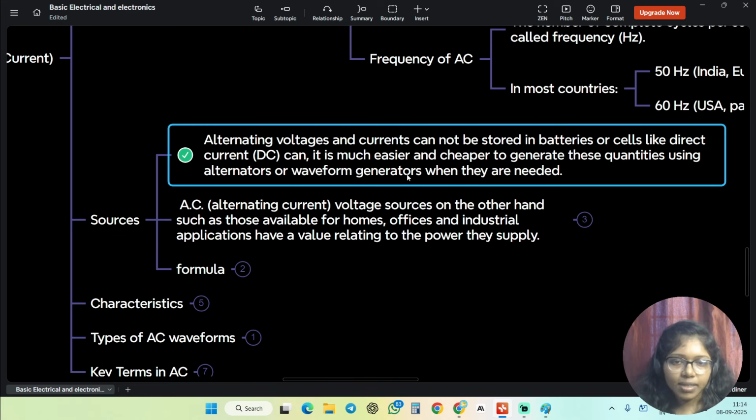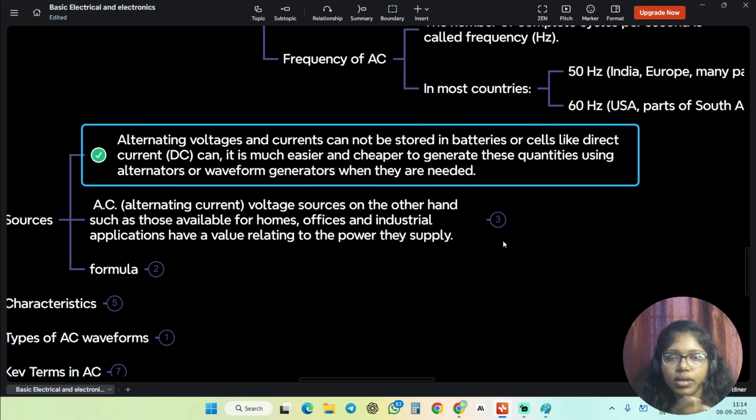So alternating current and voltage cannot be stored in any batteries or cells. We know that it is one of the things that is not going to be stored. It is just generated. Alternating current is generated by a magnet and a coil, so these are the components that only generate it, not store it. It is also much easier to generate. If you have these components, you can create it, and however much quantity you want, it can easily be created.